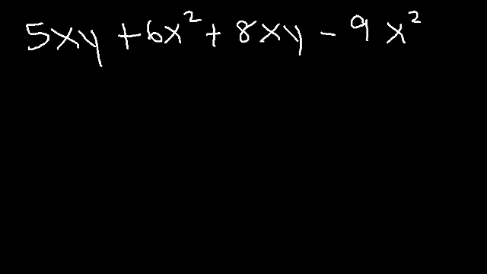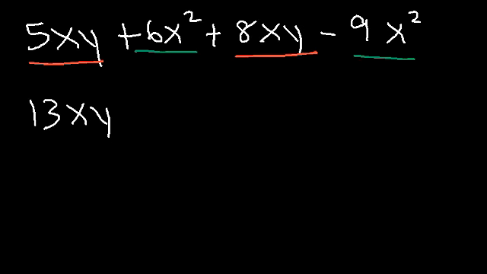So let's begin by identifying which terms are like terms. 5xy and 8xy are like terms. They both have the variables xy. So 5 plus 8 is 13, so it's going to be 13xy. And 6x squared and negative 9x squared, they're like terms. 6 minus 9 is negative 3. So it's going to be negative 3x squared. So this is the answer.